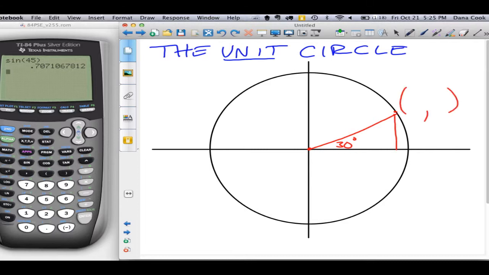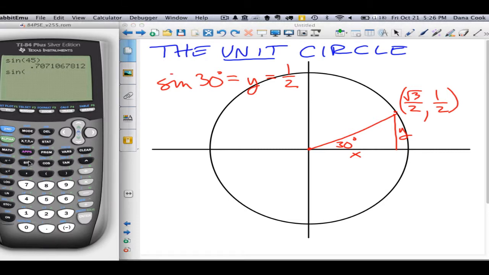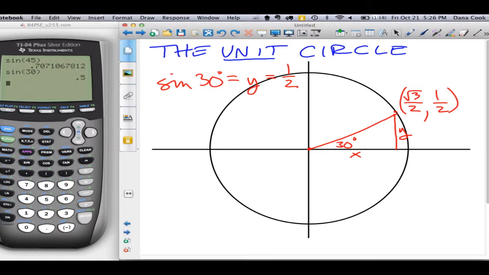What are these coordinates? Remember, this is the long one, and this is the short one. Or you could have the square root of 1 over 2. The x is the long, y is the short. So the sine of 30 degrees is equal to y, which in this case is 1/2. Does that work? Sine of 30. Oops, magically, 0.5. So it works.